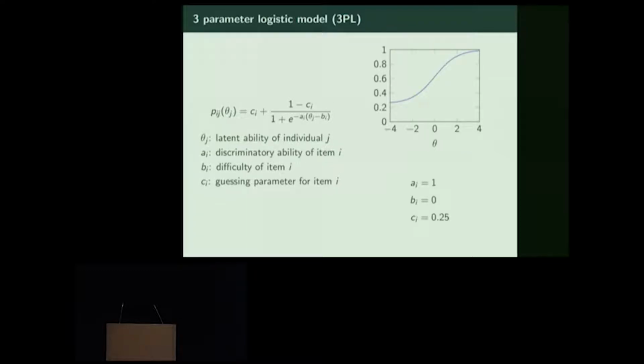This plot shows what is known as the item characteristic curve for an item where the discriminatory parameter A is 1, the difficulty parameter B is 0, and the guessing parameter C is 0.25. A represents the slope at the steepest point of the curve. B represents the level of ability at which an individual has a 50% chance of answering an item correctly, in this case at ability level 0, and C represents the lower asymptote of the curve.